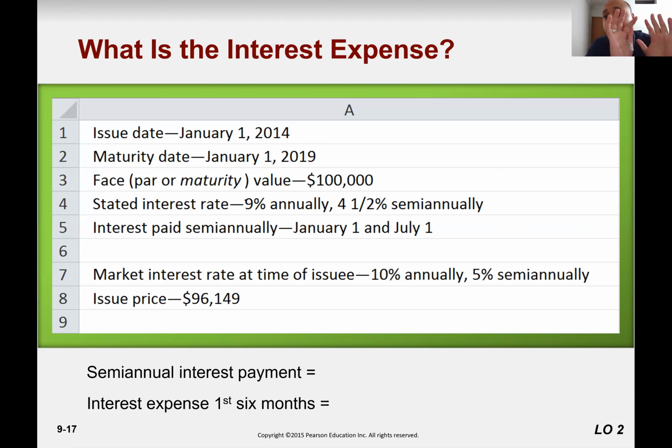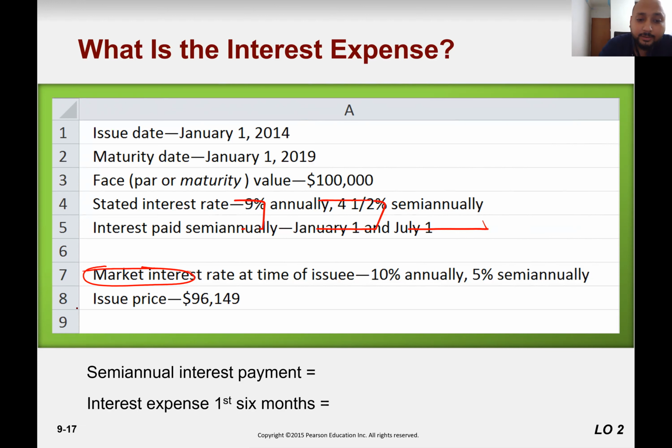So interest payment is based on coupon, because that is what our liability is to pay. Liability to pay is 9%, or 4.5% semi-annually. But interest expense is going to be calculated based on market. How much actual cash goes out of our pocket is based on our coupon interest rate. But what is our expense? What is our interest expense? It is based on the market interest rate.